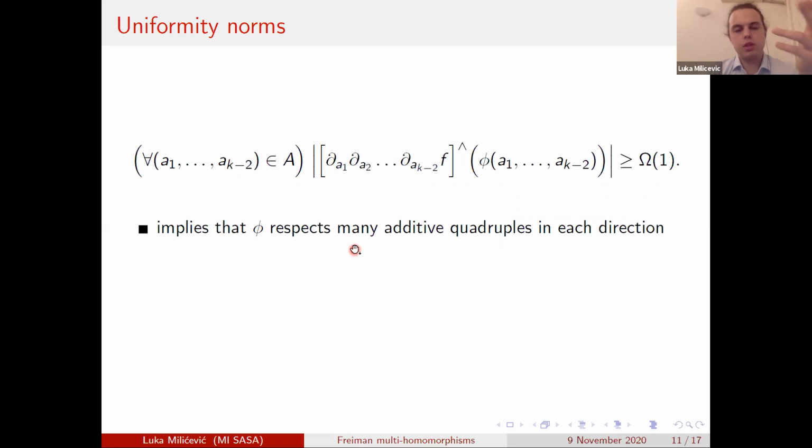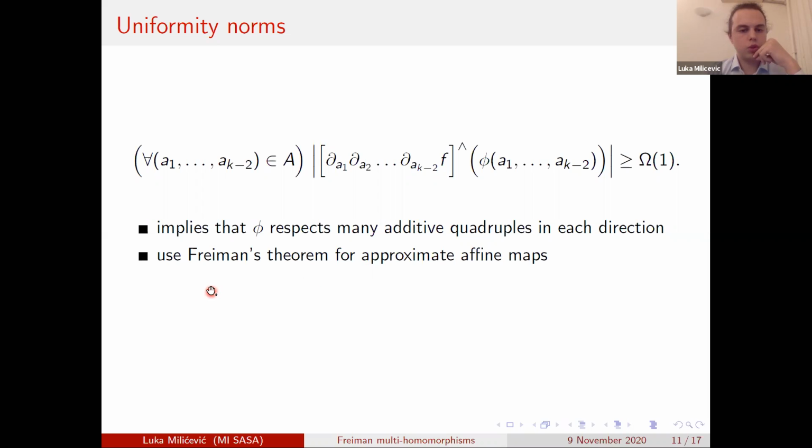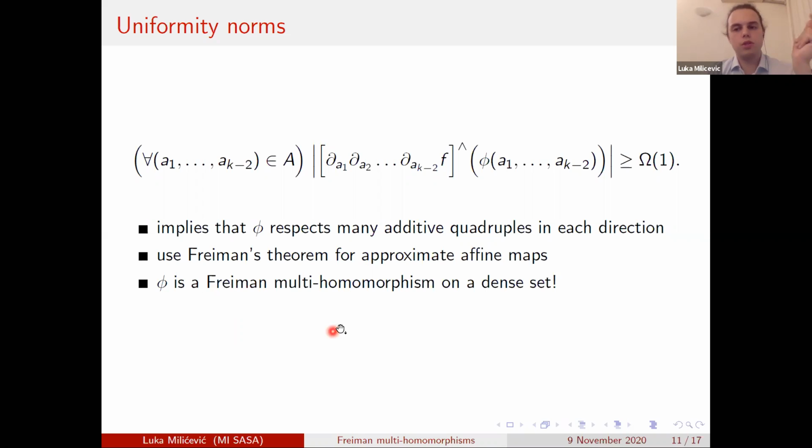Once again, what do I mean in each direction? I really mean in each principal direction. So you fix a direction D, you fix all other coordinates, and then you count additive quadruples that are respected on lines in direction D. And then we can apply our variant of Freiman's theorem for approximately affine functions to conclude that you can restrict phi to a dense subset such that in direction D, for example, phi coincides with a global affine map on each line. But we don't need such a strong property. We just need that we can pass to a subset where phi respects all additive quadruples. So phi becomes just a usual Freiman homomorphism. And you play that game in each direction. And then what you conclude is that phi becomes a Freiman multi-homomorphism on a dense set.